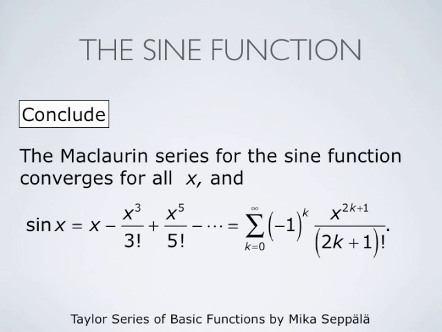So we conclude that sine of x equals x minus x cubed over 3 factorial plus x to the fifth over 5 factorial minus and so forth, that is sine of x equals summation k from 0 to infinity, negative 1 to the power k, x to the power 2k plus 1 divided by (2k plus 1) factorial.